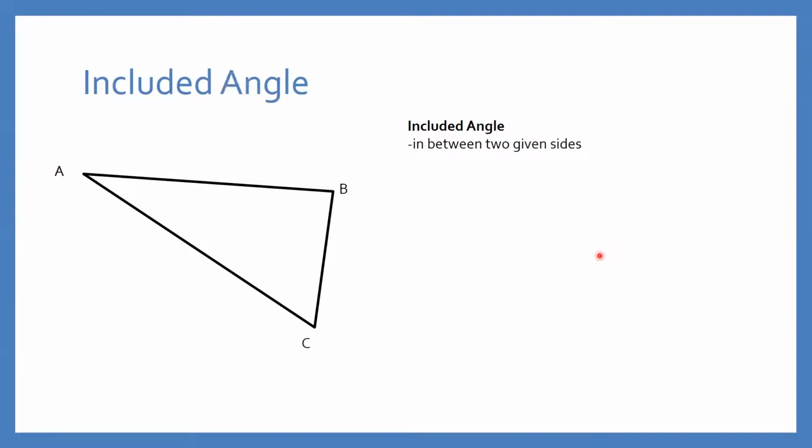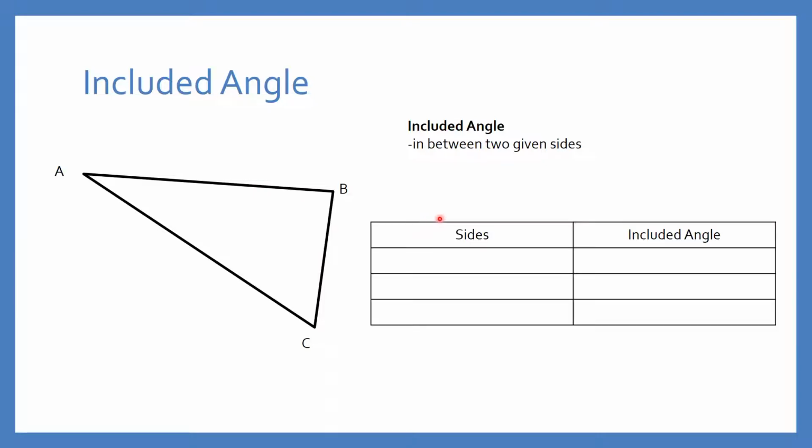Okay. Now, let's have what we call the included angle. An included angle is in between two given sides. So for example, let's have a table again. The sides are AB and BC. What is the angle that is formed by AB and BC? That is the included angle. Another, we have AC and BC. What is formed between the two sides of the triangle is the angle that is included. Now let's have AB and AC. The angle that is included is A.